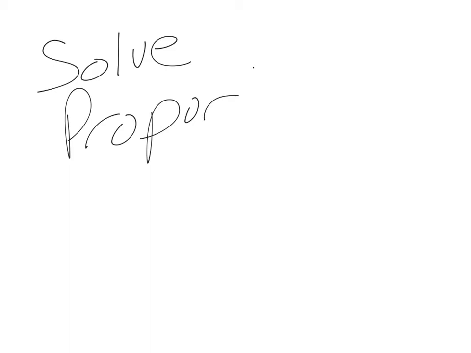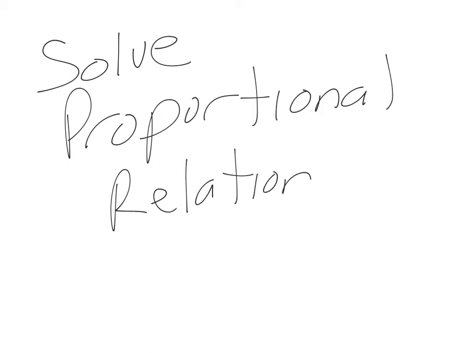Alright, so today we're going to talk about how to solve a proportional relationship. But first thing we need to look at is how are two things proportional or not? So take a look at these two ratios, 3/9 and 12/36. And we want to know whether or not these two ratios are proportional.